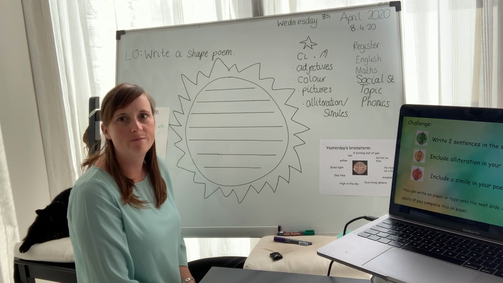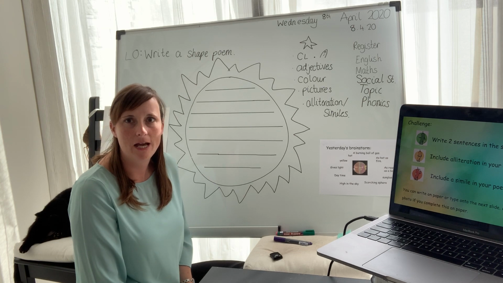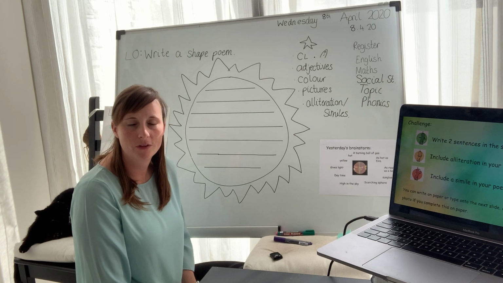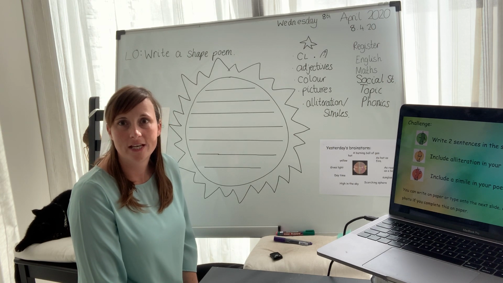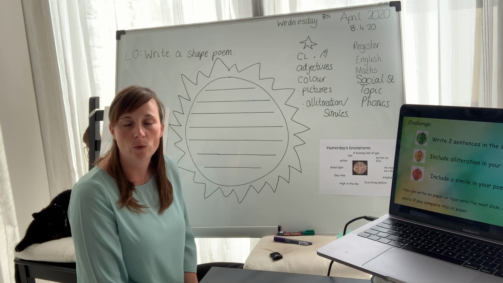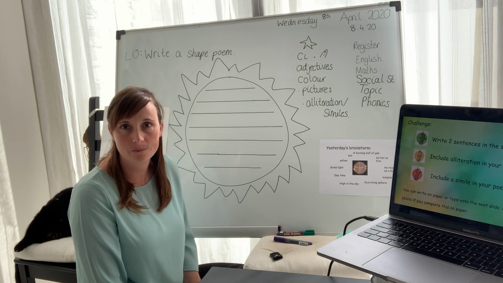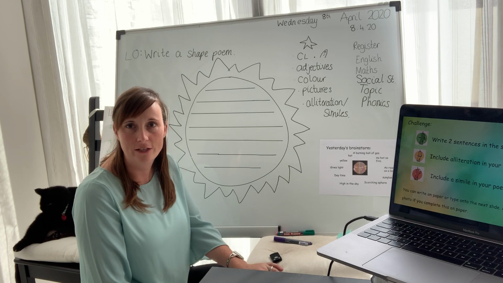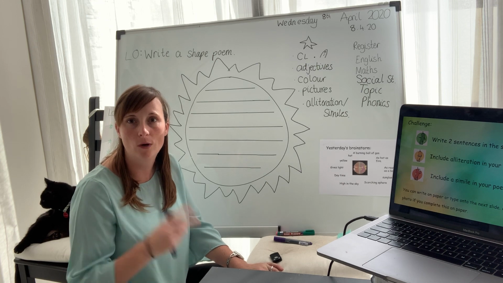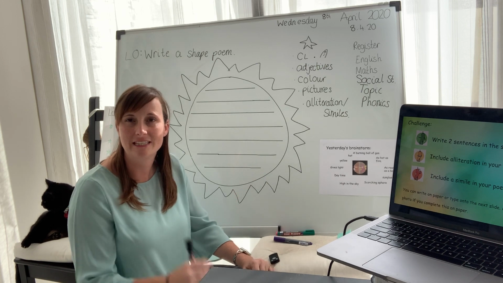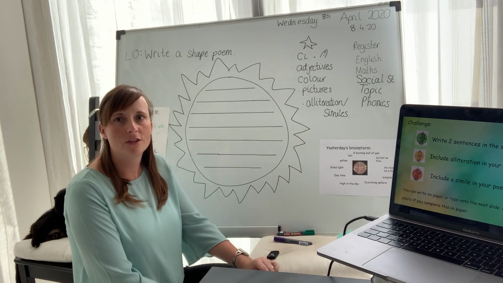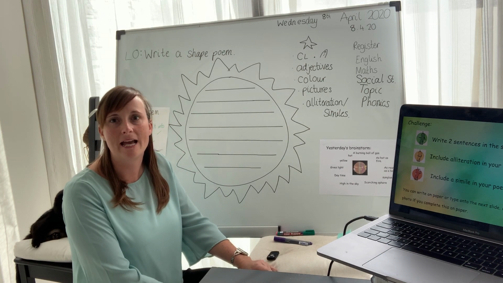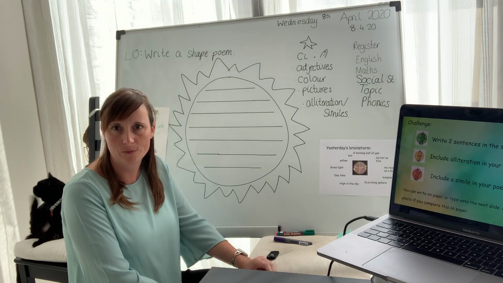So this week we've been thinking about poetry and shape poems in particular. We started the week by looking at alliteration, which was sentences that included lots of words with the same initial sound. To end last week we looked at similes, where you compare one object to another object, as yellow as a banana, for example. And then the last couple of days we spent looking at and planning our own shape poems.